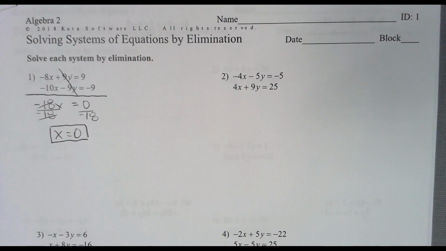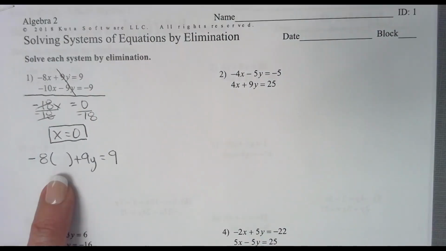So what is this going to sound like? Negative 8 blank plus 9y equals 9. I'm going to say it again. Blank plus 9y equals 9. So let's write it. Negative 8 blank plus 9y. Substitute in that blank. Yeah, see, not hard.